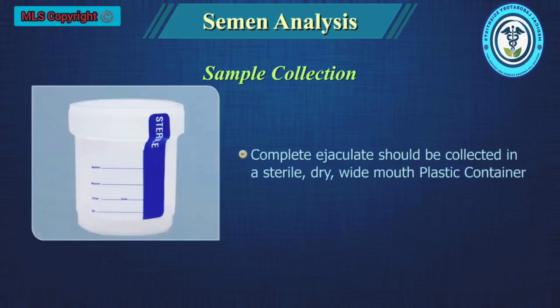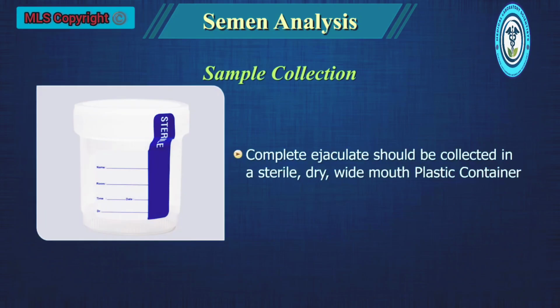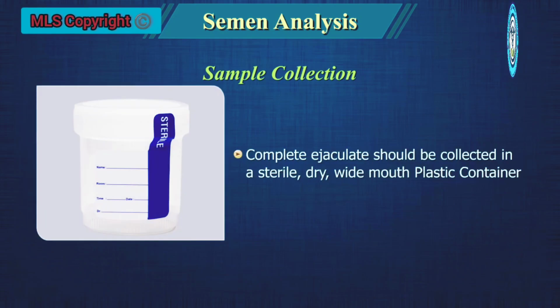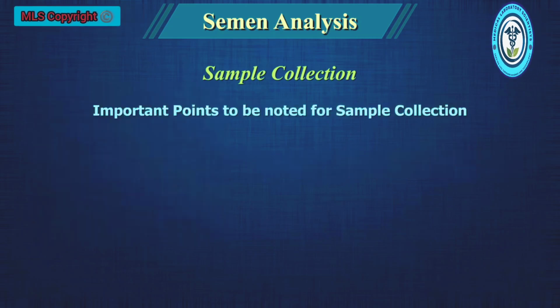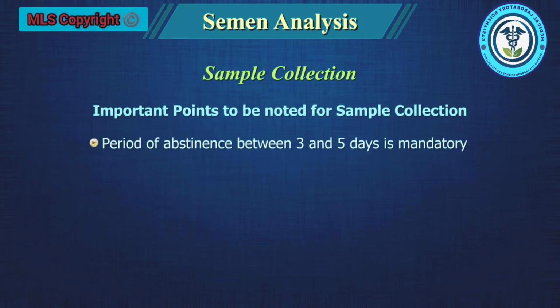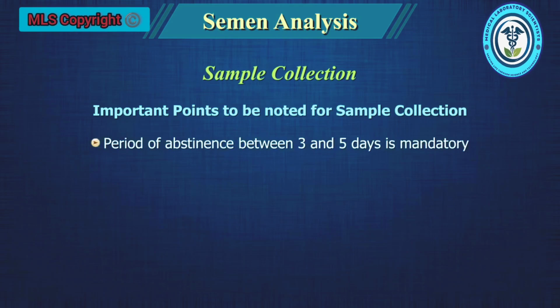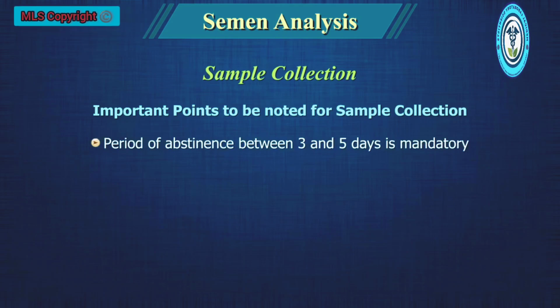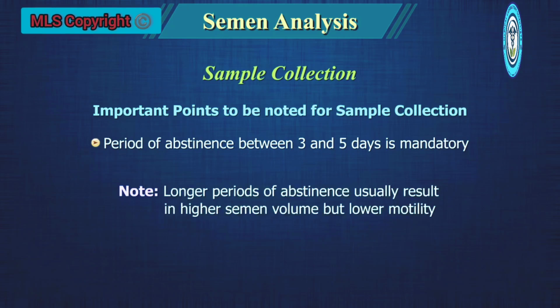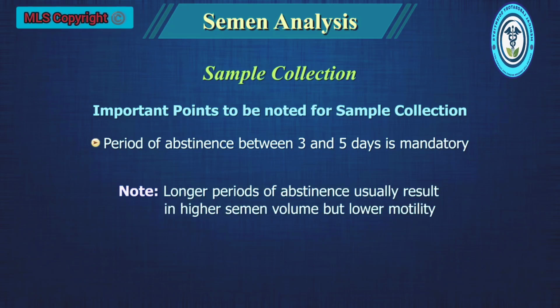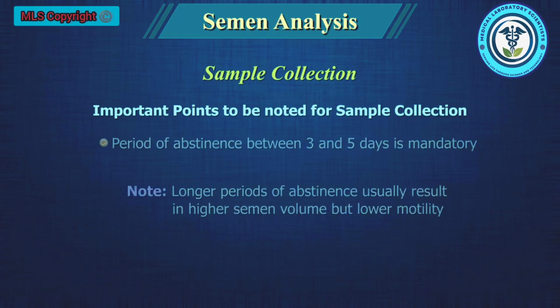Sample collection. Complete ejaculate should be collected in a sterile, dry, wide-mouth plastic container. Important points to be noted for sample collection. A period of abstinence between 3 and 5 days is mandatory. Longer periods of abstinence usually result in higher semen volume but lower motility.